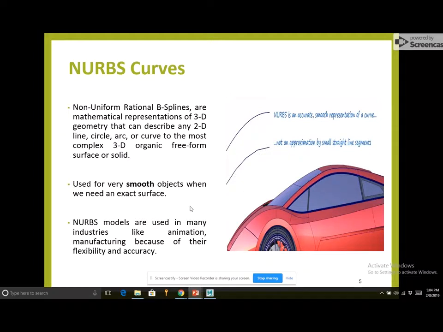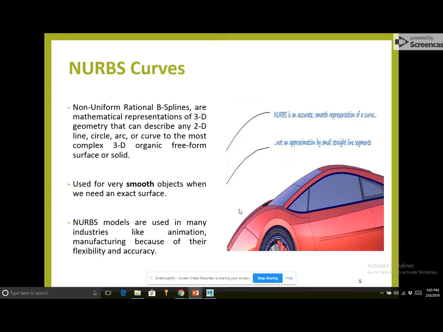At first, NURBS curves were only used in the design in car companies in CAD packages, but later they were used in standard computer graphics packages as well. And these NURBS curves are used to design animals, a human face, a car, and any object. Due to this, they are widely used in many industries like animation and manufacturing.